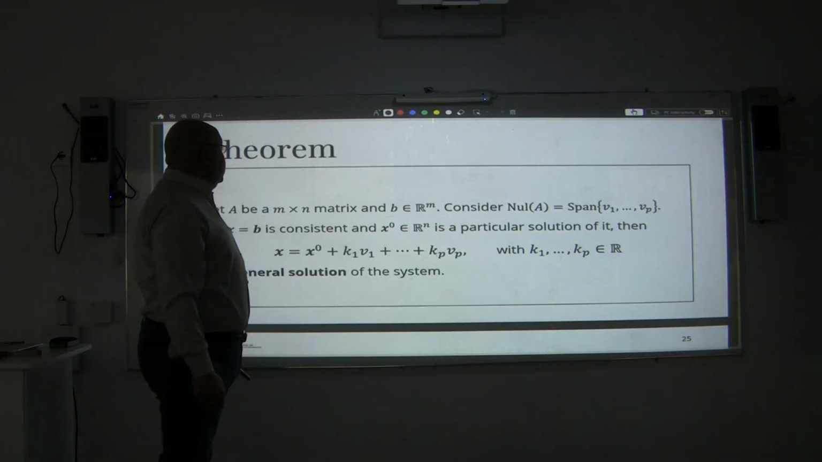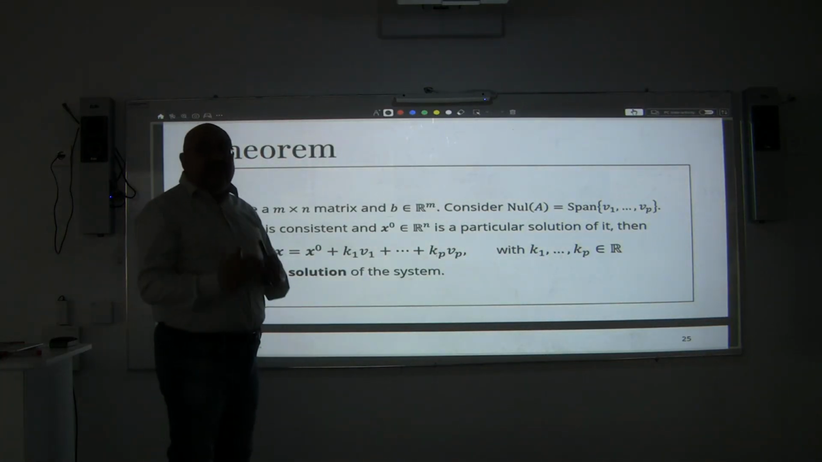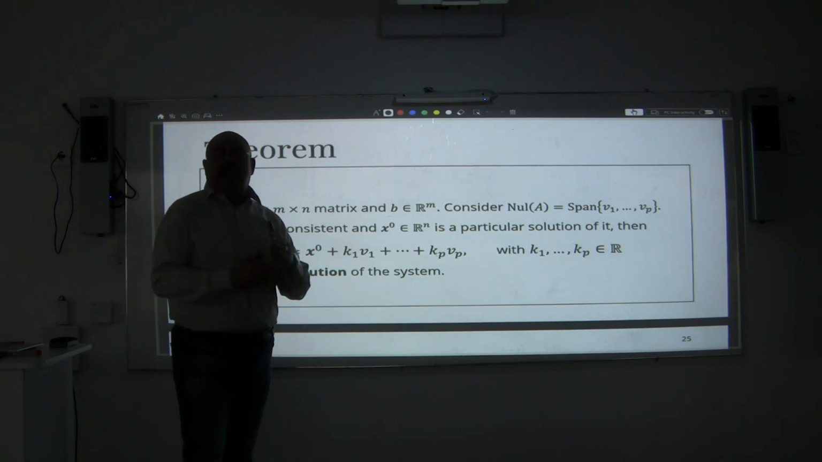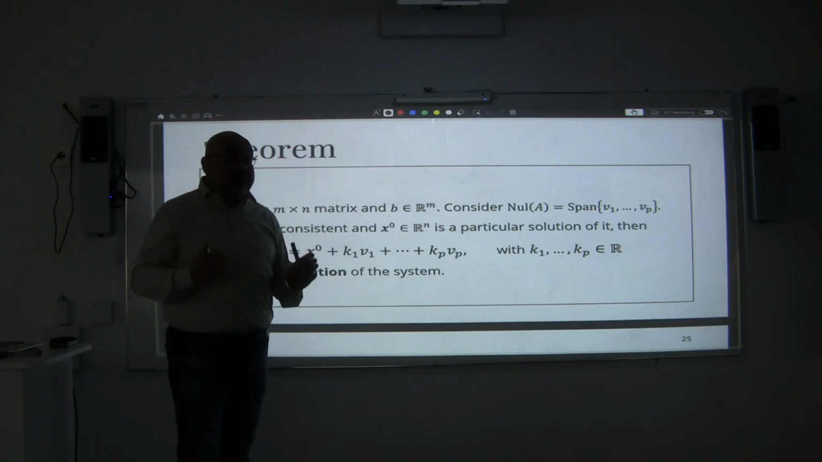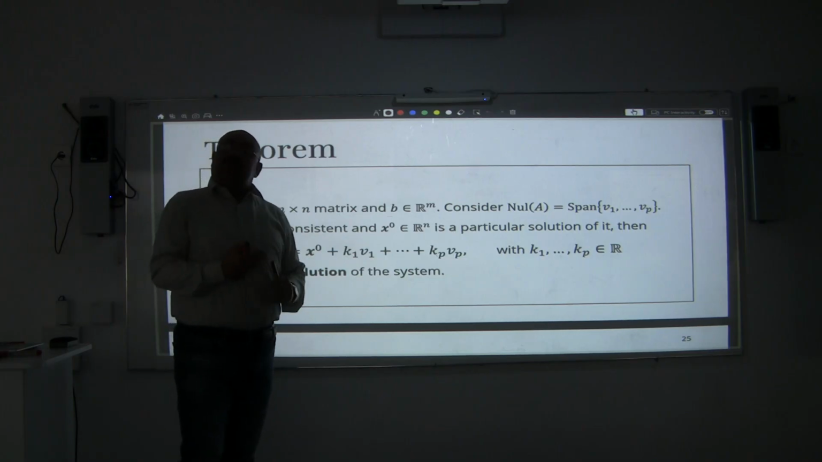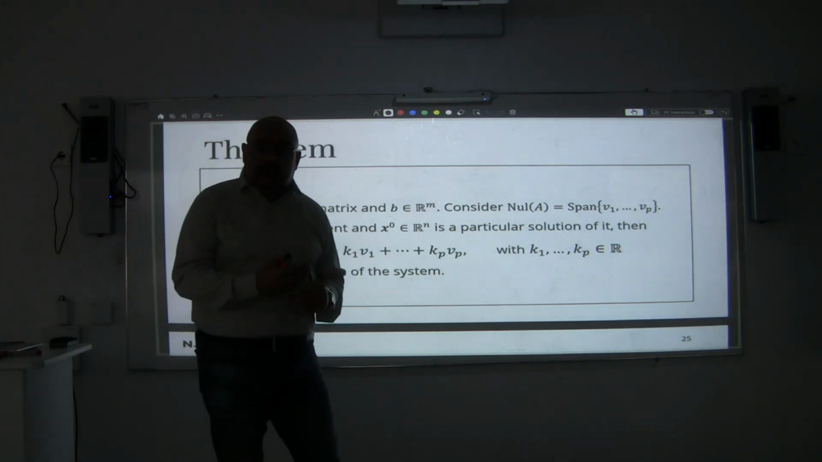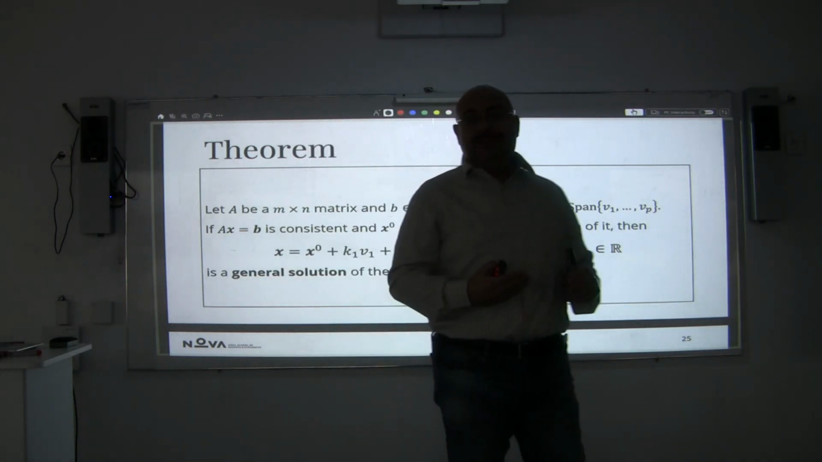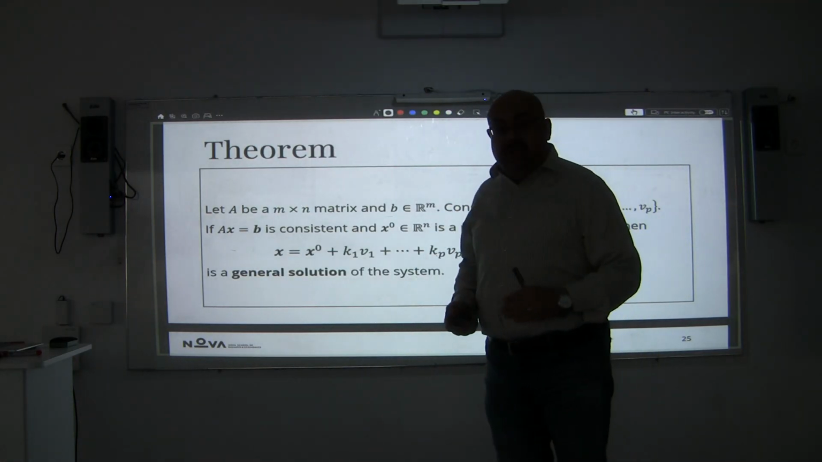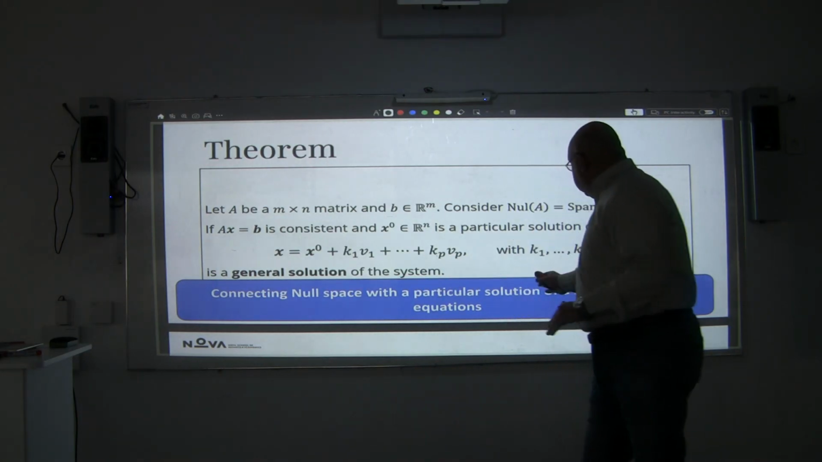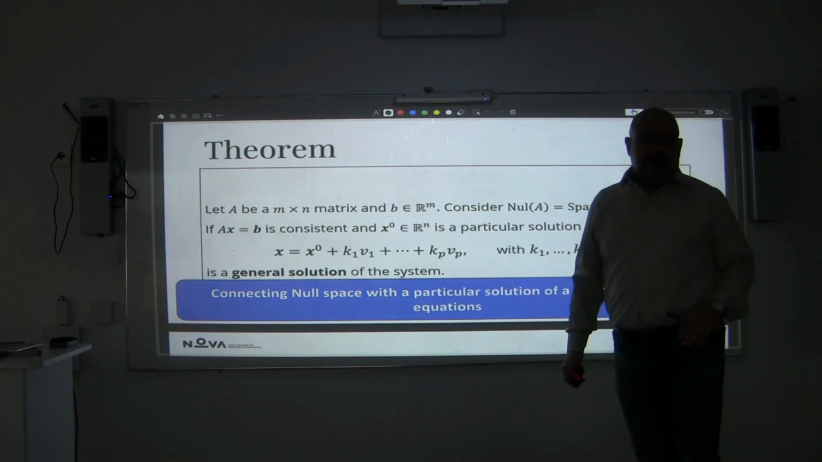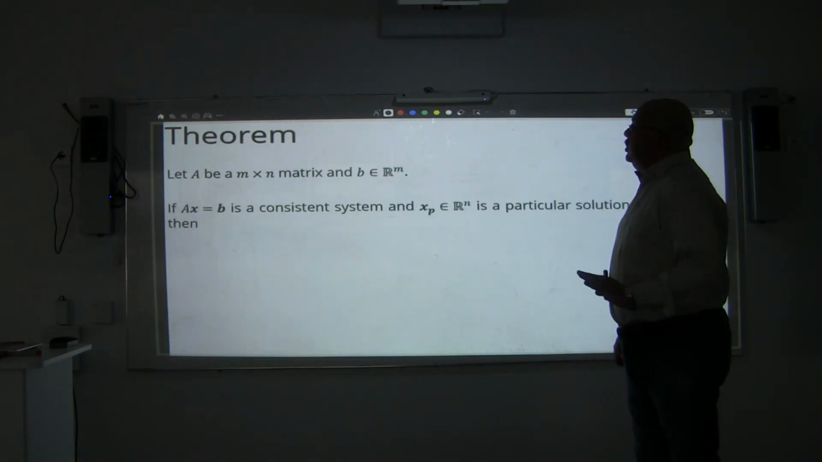Okay, once more, taking advantage of the knowledge of the null space, and with all of this information, I can translate it into a solution of a system of equations. And I can summarize all of this in this form. So connecting the null space with a particular solution of a system of linear equations. Okay, I can use the following.